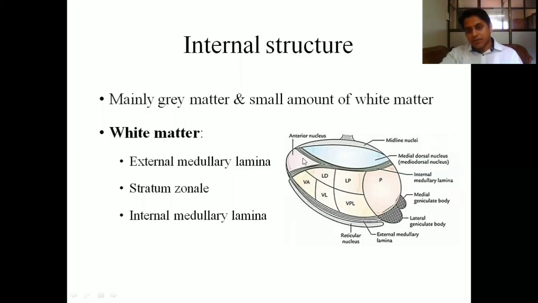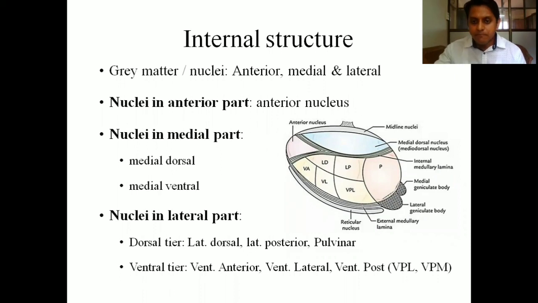This white matter is Y-shaped, with a bifurcated anterior end and a stem like this. It is Y-shaped and is called the internal medullary lamina. So the white matter in total is the external medullary lamina, the internal medullary lamina, and the stratum zonale. Let us go to the main part, which is the gray matter of the thalamus. The gray matter of the thalamus is very complex, so for ease of understanding it has been divided into different areas.